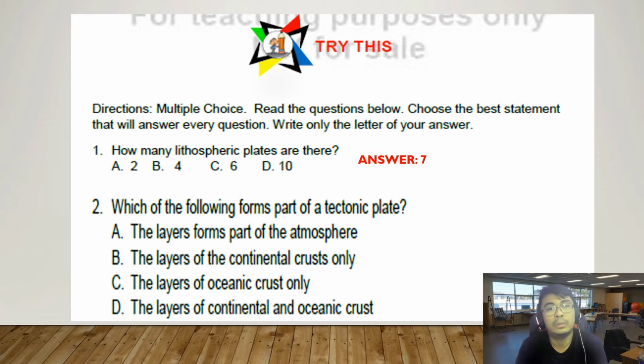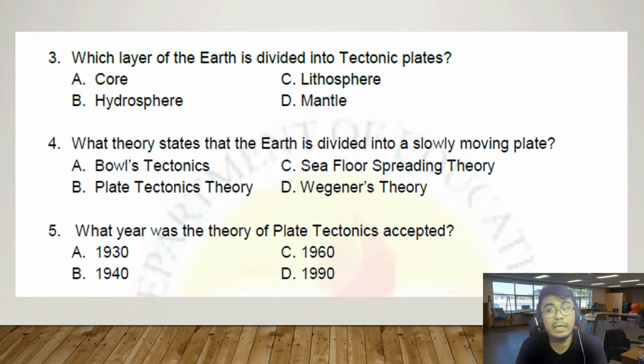For number 2, the answer is letter D, the layers of continental and oceanic crust. For number 3, the answer is letter C, lithosphere. For number 4, the answer is letter B, the plate tectonics theory. And for the last item, the answer is letter C. It's 1960.